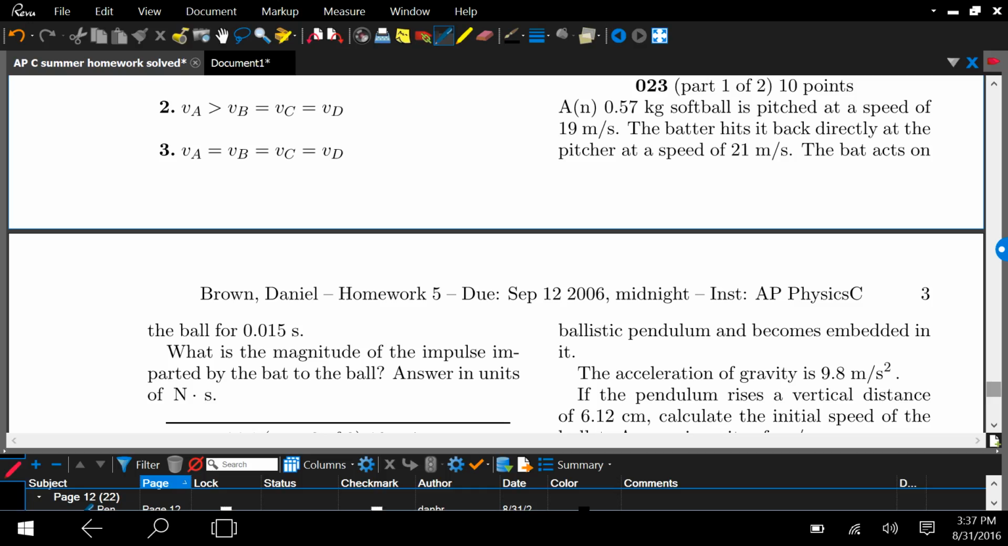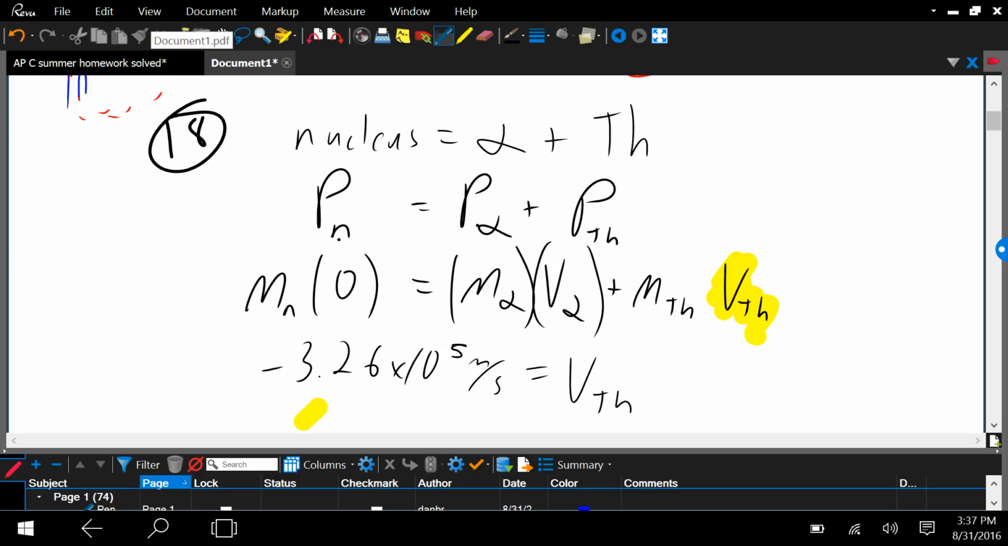Next question here is asking about a softball that's being pitched at a certain speed. The batter hit it directly back at an even faster speed of 21 meters per second. And it gives you a time of interaction of 15 thousandths of a second, and wants to know what's the magnitude of the impulse imparted to the ball. So let's take a look at impulse and how it is related to momentum.